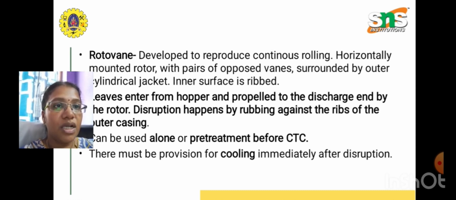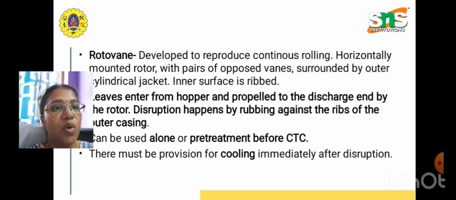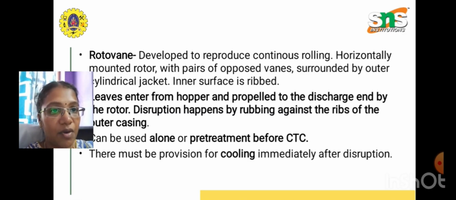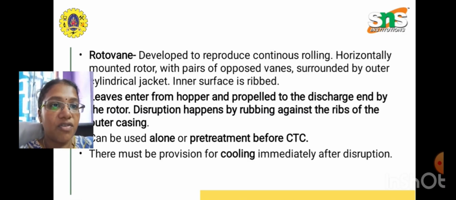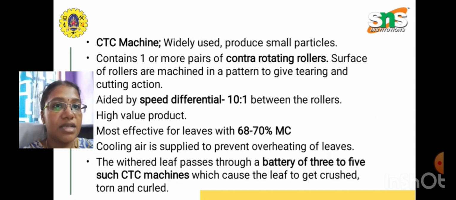It has a horizontally mounted rotor with pairs of opposed vanes, surrounded by an outer cylindrical jacket whose inner surface is ribbed. The leaves enter the hopper in the rotor vane and are propelled to the discharge end by the rotor. Disruption happens by rubbing against the ribs of the outer casing. This is done alone or as pre-treatment before the cut, tear and curl process. There must also be some provision for cooling immediately after the disruption process.